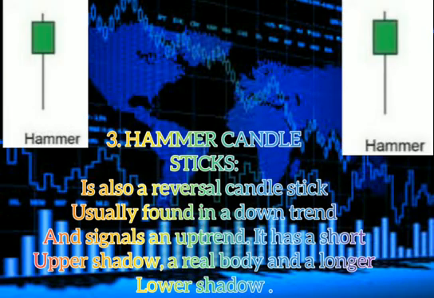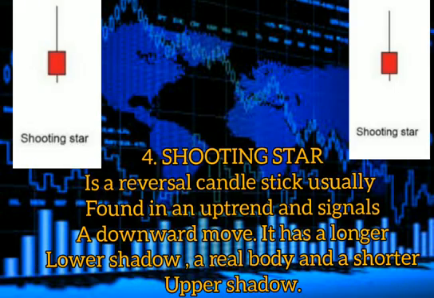3. Hammer candlesticks is a reversal candlestick usually found in a downtrend, and signals an uptrend. It has a short upper shadow, a real body and longer lower shadow. 4. Shooting star is a reversal candlestick, usually found in an uptrend, and signals a downward move. It has a longer lower shadow, a real body and shorter upper shadow.